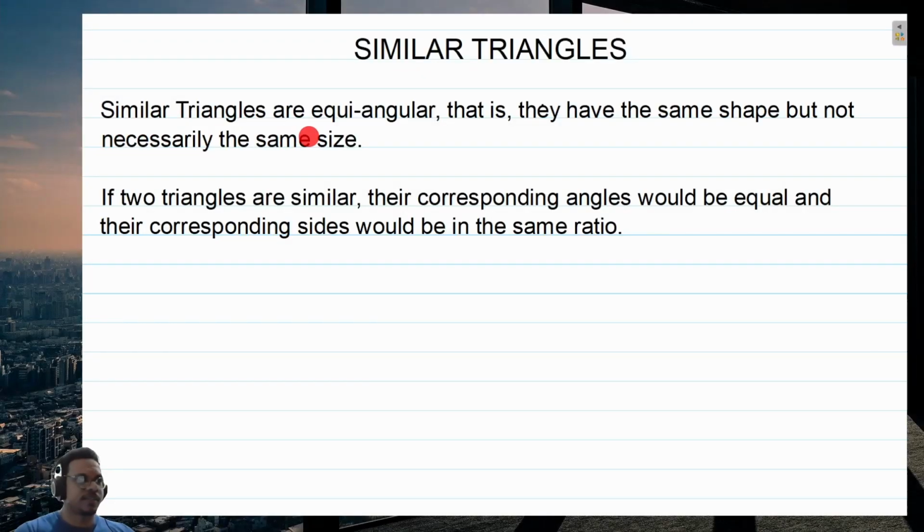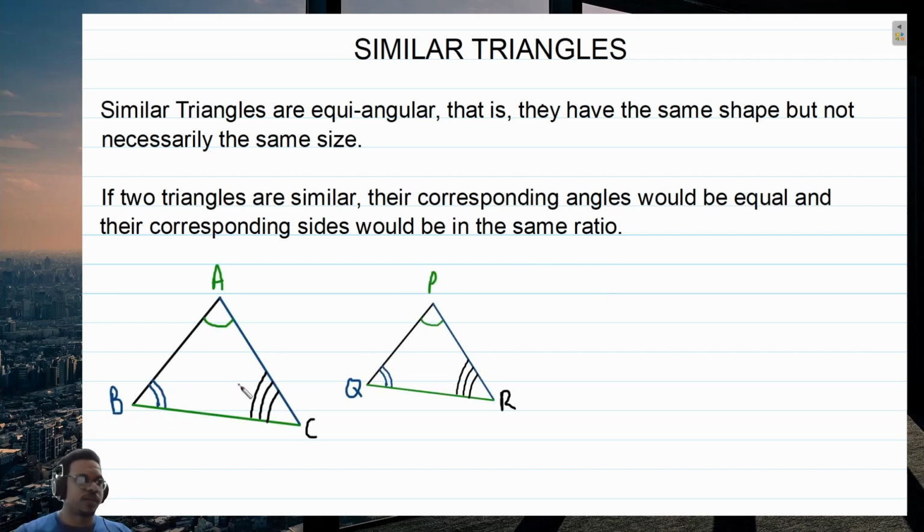Similar triangles are equiangular, that is, they have the same shape but not necessarily the same size. If two triangles are similar, their corresponding angles would be equal and their corresponding sides would be in the same ratio. So here we have two triangles, triangle ABC and triangle PQR.